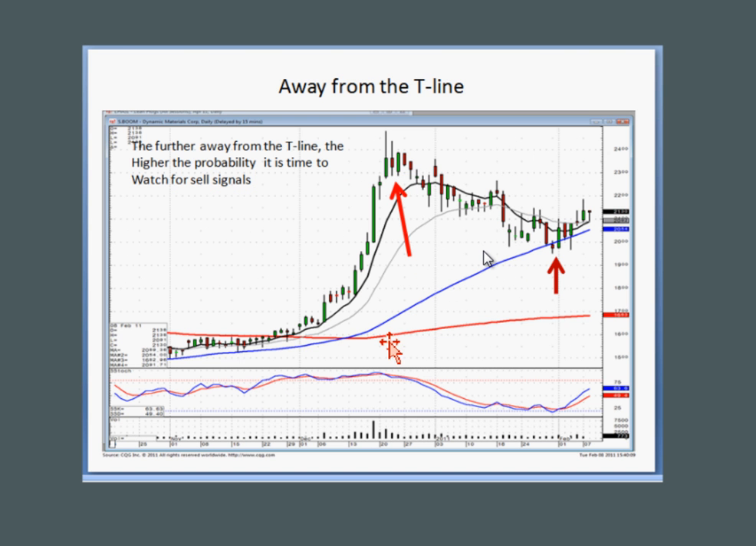Again, just like any other moving average, the further away you move from the 50, the more likely it's going to come back and test it. On a quicker basis, the further away you move from the T-line, the more likely you're going to come back and test it. So when do you start selling? You start moving too far away from the T-line and you see some candlestick reversal signal potential, you start taking some profits at that point.